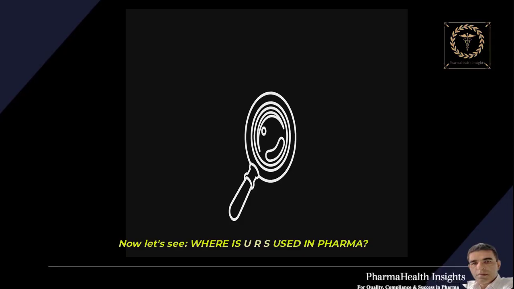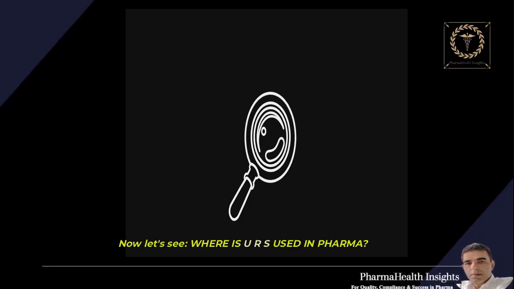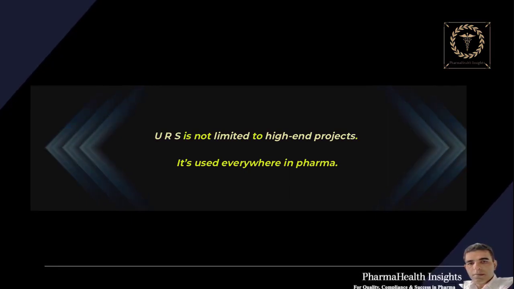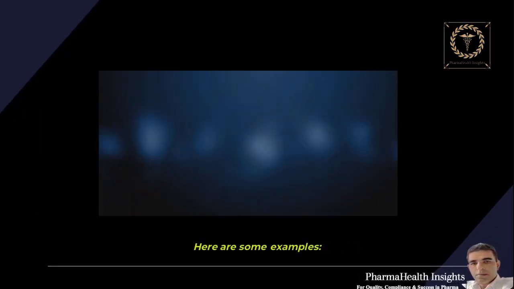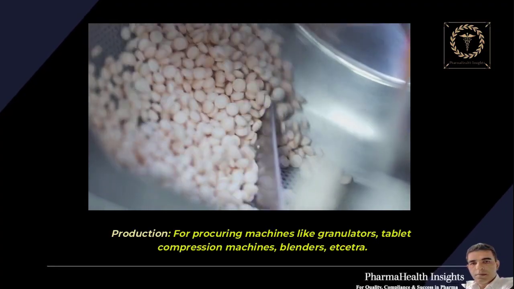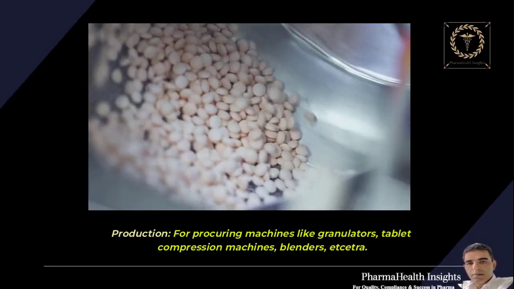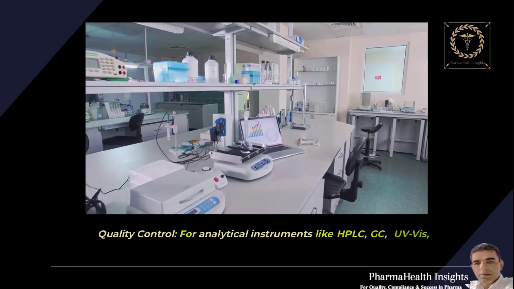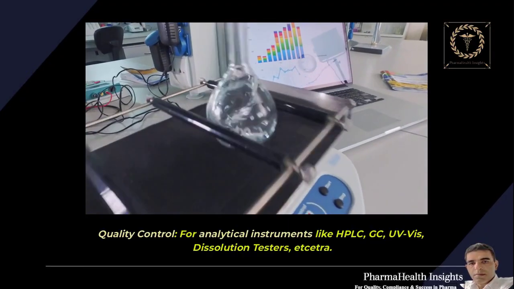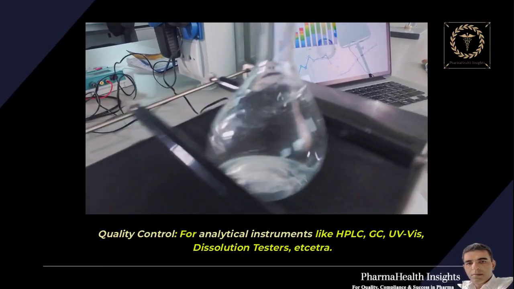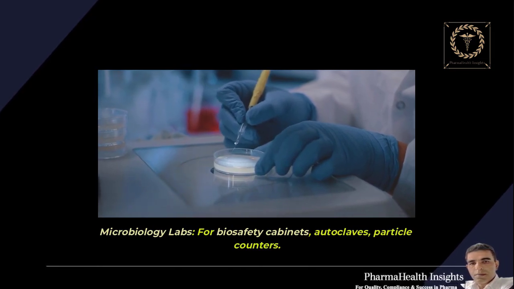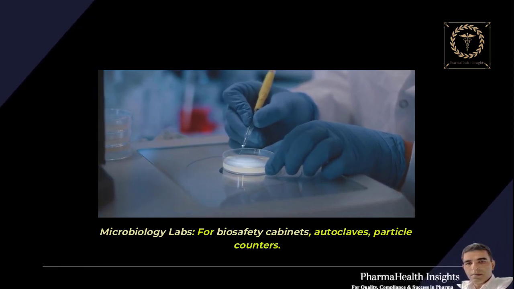Now let's see, where is URS used in pharma? URS is not limited to high-end projects. It's used everywhere in pharma. Here are some examples. Production, for procuring machines like granulators, tablet compression machines, blenders, etc. Quality control, for analytical instruments like HPLC, GC, UV-Vis, dissolution testers, etc. Microbiology labs, for biosafety cabinets, autoclaves, particle counters.